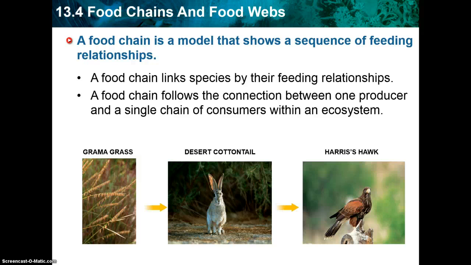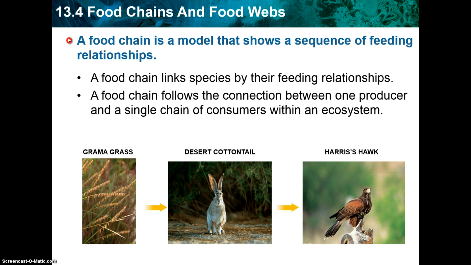So the example here, you have, what is that, grandma? Grandma grass? Grandma grass. I have no idea. Grandma grass? Grandma grass. I call my grandma grandma. Grandma. Anyway. No, now we're going to think about eating grandma. That's not gross. And then the dessert cottontail. Yes. Tasty. And then a harassment hawk.